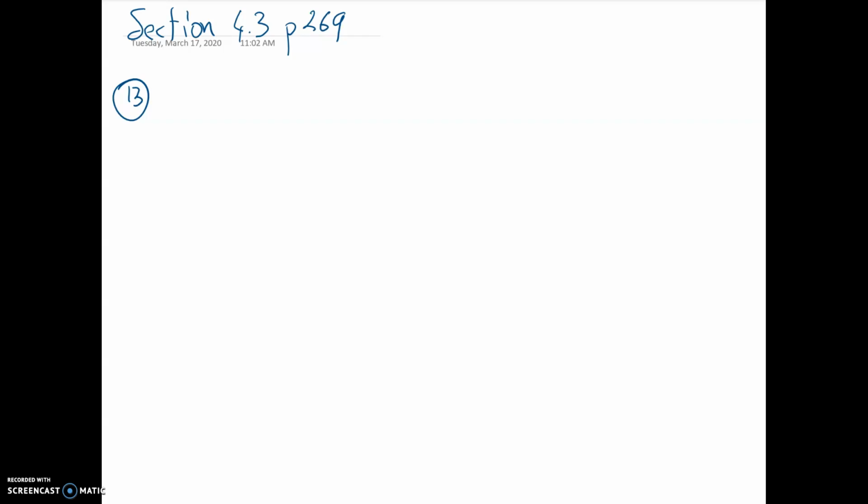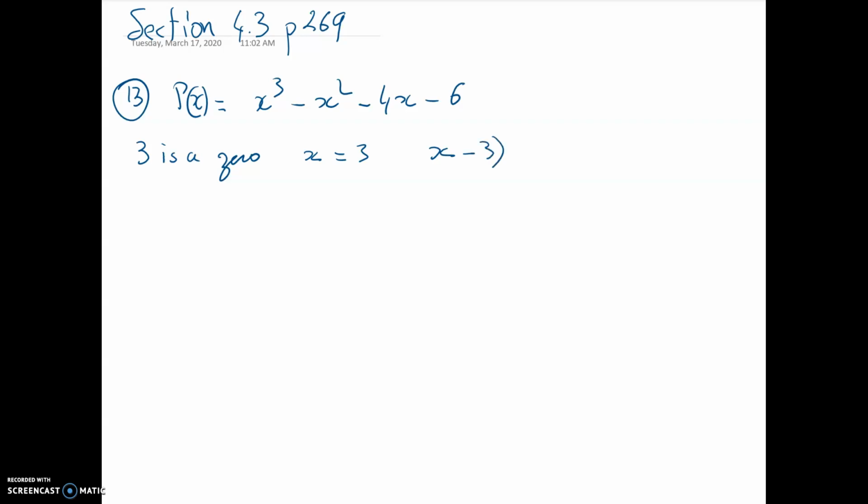So in this problem number 13, they are giving you the polynomial p of x equal x cubed minus x squared minus 4x minus 6, and they are telling you that 3 is a 0. Because 3 is a 0, meaning x equals 3 is a 0, that means your parentheses x minus 3 equals 0.